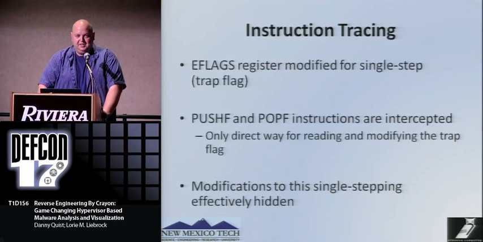So instruction tracing inside of Ether is implemented by setting the trap flag inside of the eFlags register. And then modifications to that are handled via the pushf and popf instructions. So these are intercepted by the hypervisor and used for watching that. So modifications to this single-stepping process to look and see if it's being single-stepped are effectively hidden.